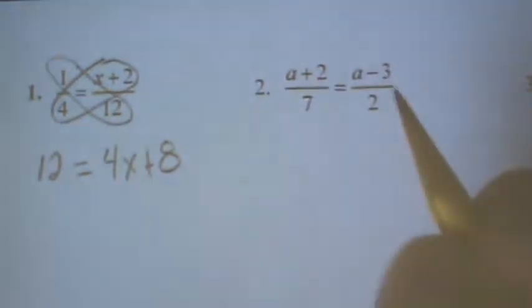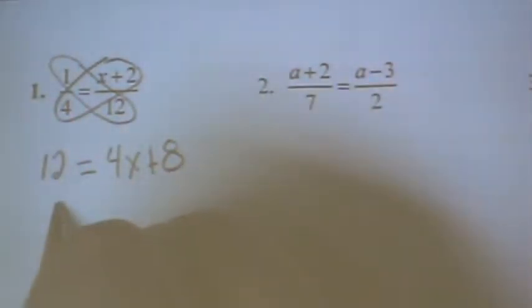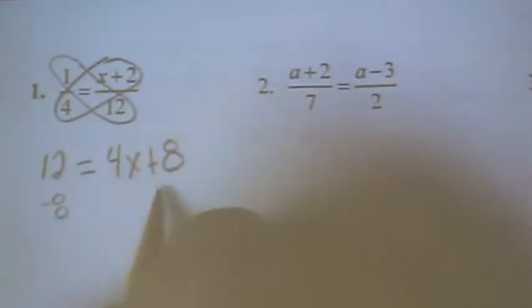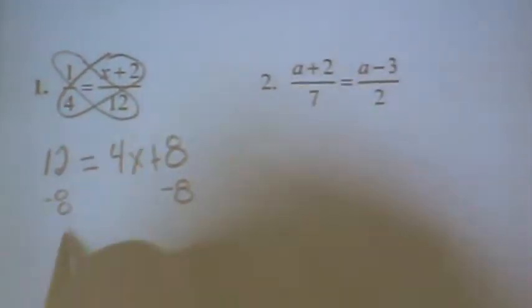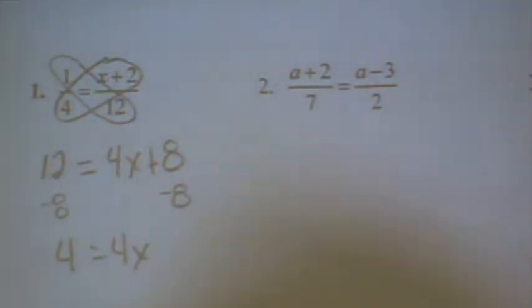So 1 times 12 is 12. And that equals 4 times x plus 2, so 4 times x is 4x, plus 4 times 2, which is 8. And then this is a simple equation to solve. So we'll subtract the 8 from both sides. You get 4 equals 4x. Divide by 4, x equals 1.